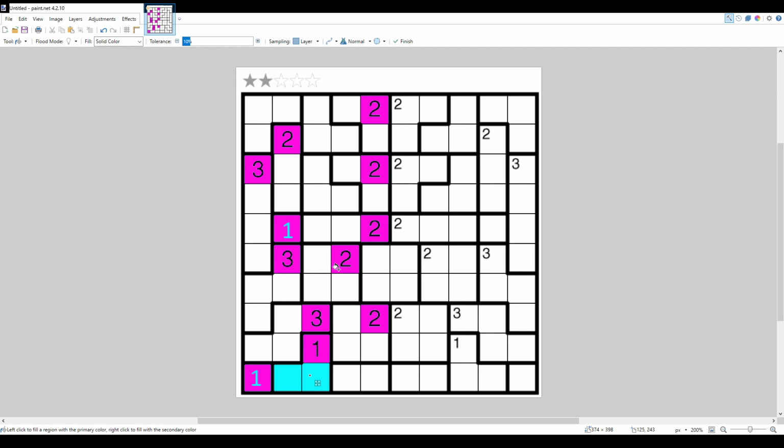Okay, what else? Well, this 2 is going up against this region that also has a 2, which means that that can't be a 2, which means the 2 has to be over here.